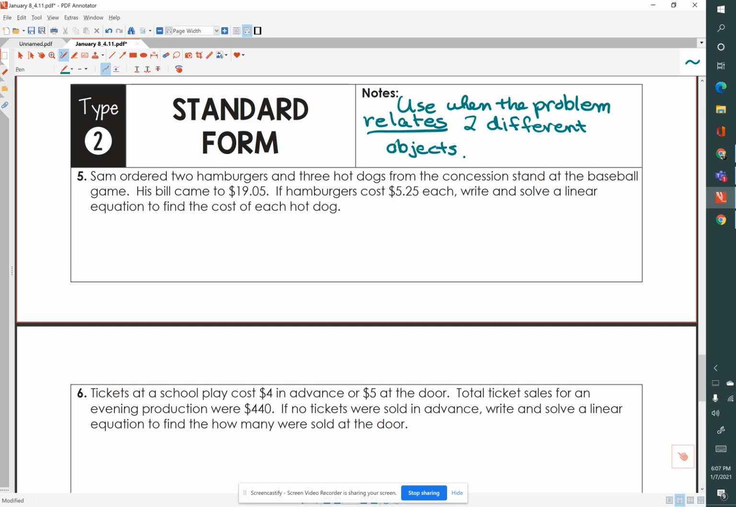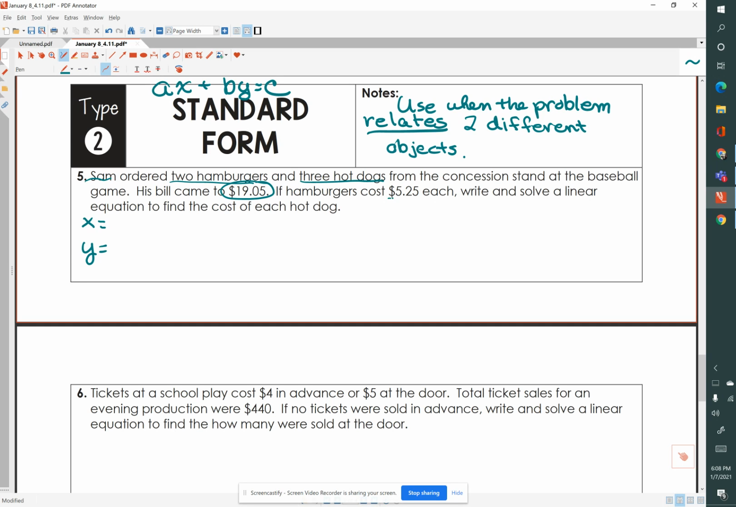Now, standard form of an equation, let's remind ourselves. AX plus BY equals C. So in these problems, we're going to define our X and our Y. So we'll start out with Sam, who ordered 2 hamburgers and 3 hot dogs from the concession stand at the baseball game. His bill, or the amount he paid, came to $19.05.